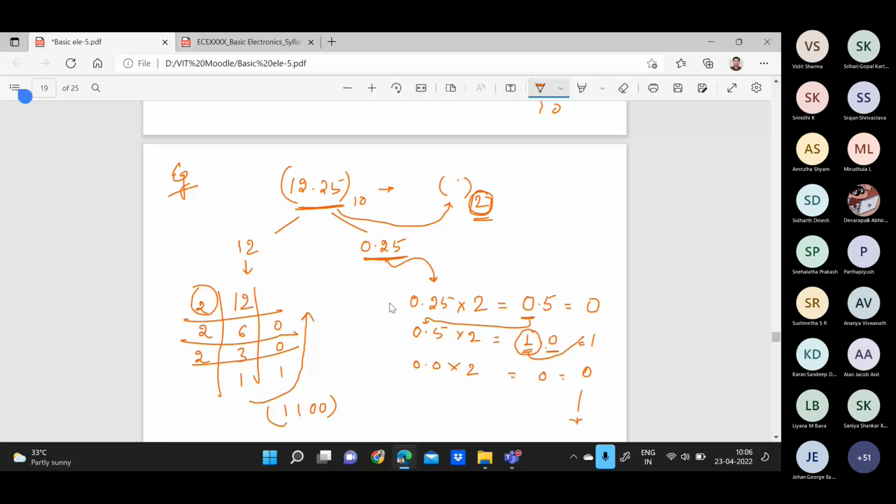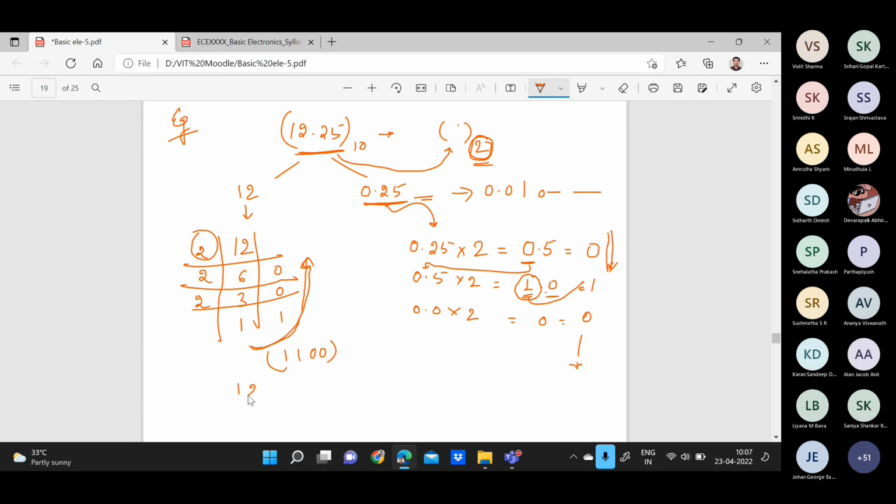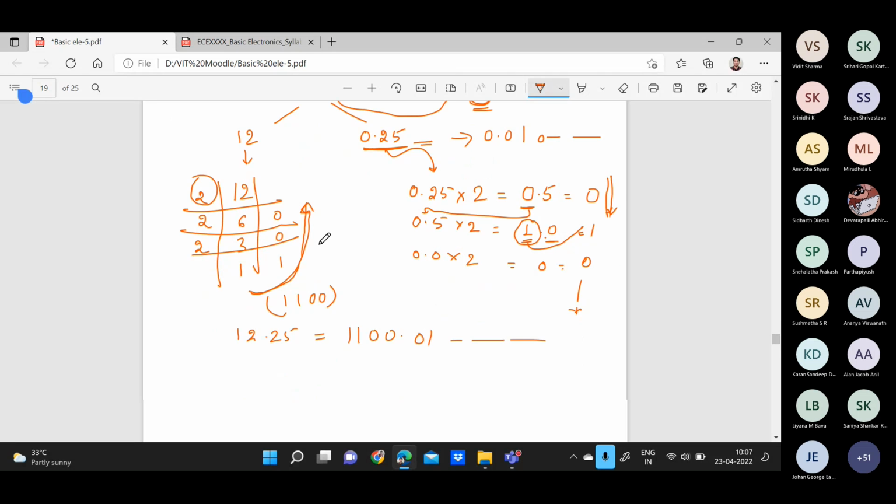So for 0.25 you note down from top to bottom. This is very important: bottom to top for the integer part and top to bottom for the fractional part. So this number you can write as 0.01, and the rest of the digits are zeros only. So if we combine these, 12.25 you can write as 1100.01 and so on. So that was the procedure for how we can convert a decimal number into binary form.